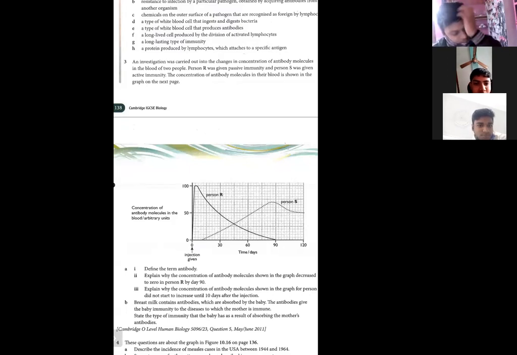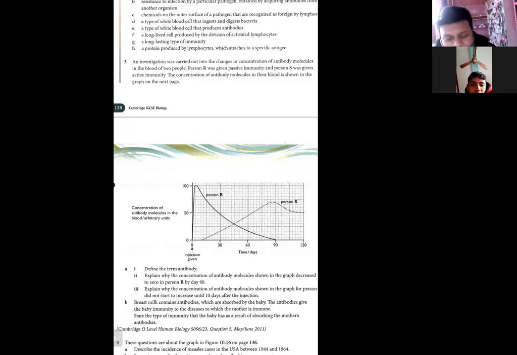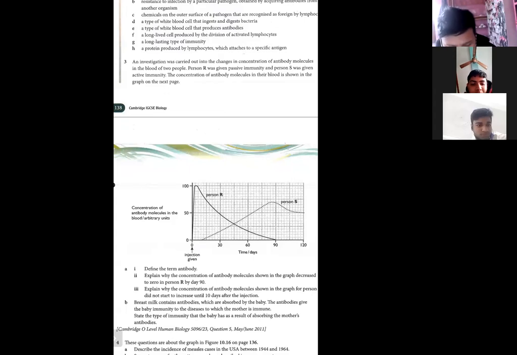And person S was given active immunity. That means the person S was also vaccinated, but the vaccine contains pathogens, attenuated cultures of pathogens or dead cells of the pathogens. Now the concentration of antibody molecules in their blood is shown in the following graph. So as the person R, you can see here in this graph, I'm just zooming in this part.